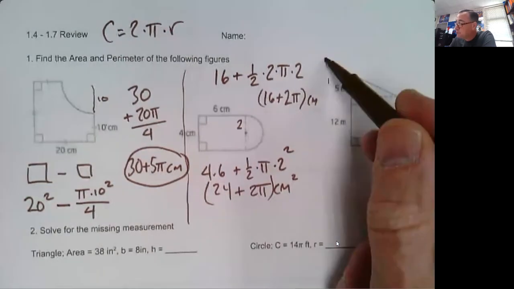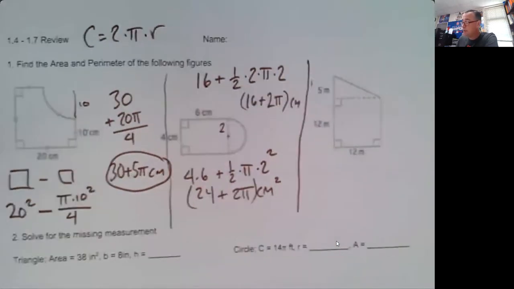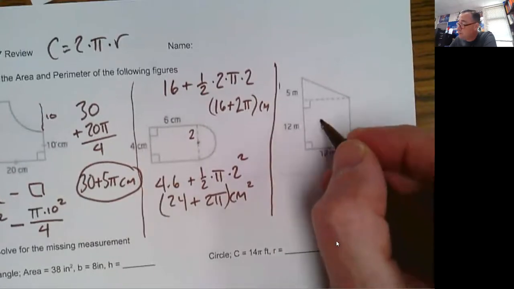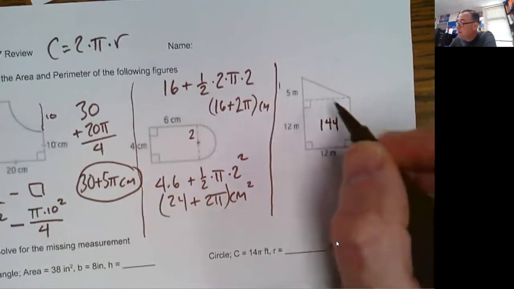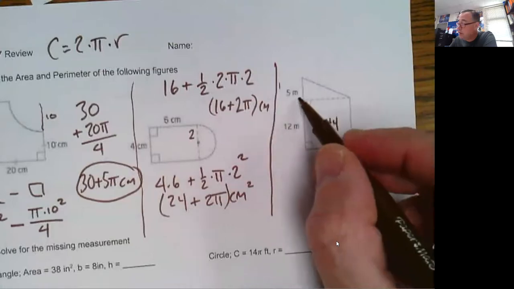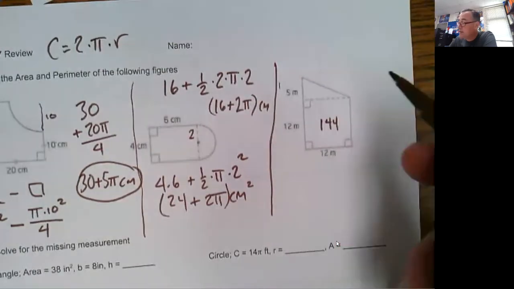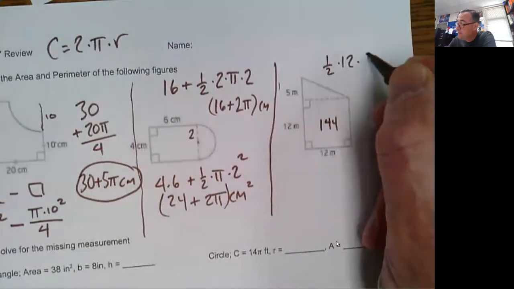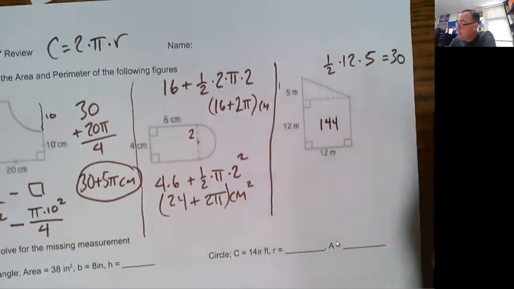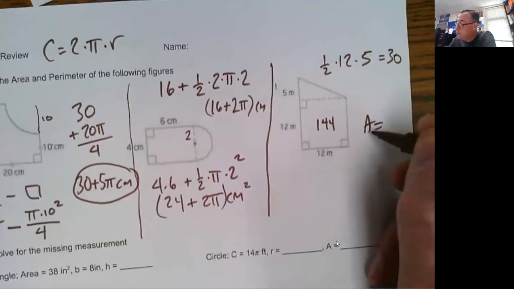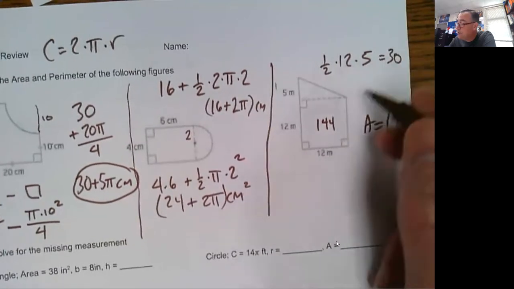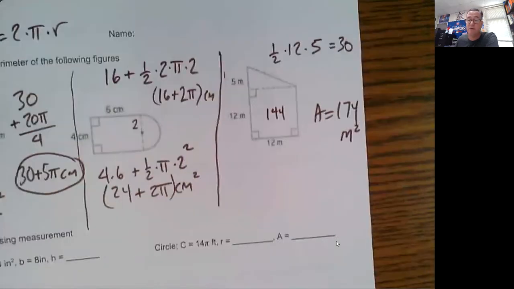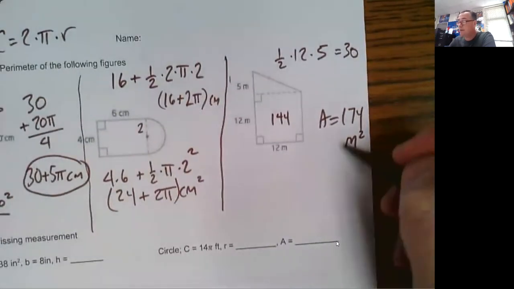And then for this last one over here, what we are going to be doing is finding the square here. So 12 times 12 is 144. The formula for the area of a triangle is 1/2 the base times the height. So 1/2 times the base, which is 12, times the height, which is 5, so that's going to be 30. So the area of this is 174 by adding those two together. And don't forget your meters squared, because that's what we're going to have for the label for that.